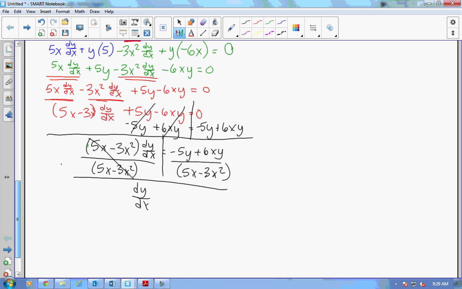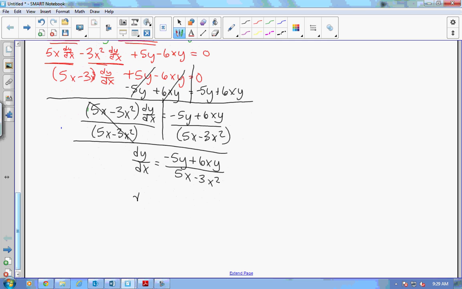So, I saw this answer for those who'd finished in two different ways. Sometimes their signs varied a little bit. So, the other way, if you had opposite signs, then in my numerator, it should be positive 5y minus 6xy. My denominator should be negative 5x plus 3x squared. But they're both equivalent, right? Just the negative has been put in a different place. Okay, flip it over to the back.